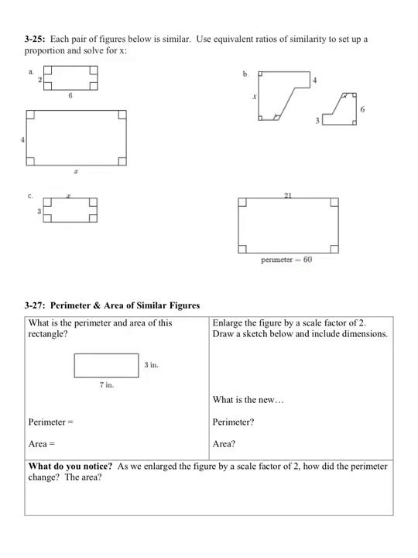So let's see how we can use these ratios of similarity to help us find missing side lengths in figures that we know are similar. So each pair of figures below is similar. We're going to use equivalent ratios of similarity to set up proportions to solve for x. So take a look at our two rectangles for part A. In the smaller rectangle, we know two side lengths, and in the larger rectangle, we know one side length and we're looking for the other. We can set up equivalent ratios of similarity to solve for x.